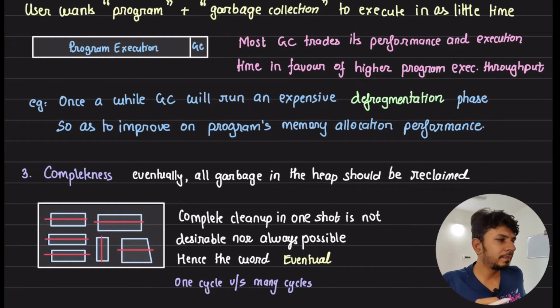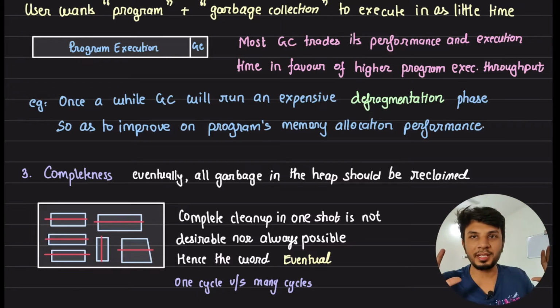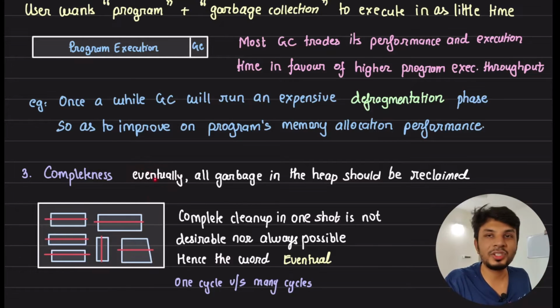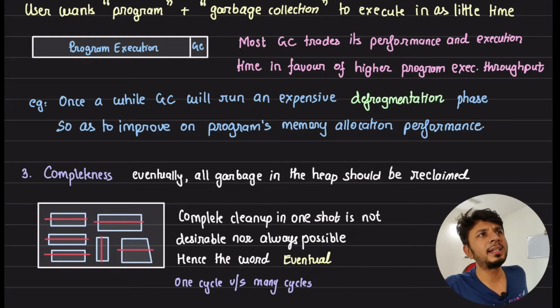The third one is completeness. Completeness implies that all the garbage that is there in my heap should be reclaimed. The keyword here is eventually. Right? So it implies that there should not be any object left in memory that is garbage, which is, no one is pointing to that object, but it is still lying there.